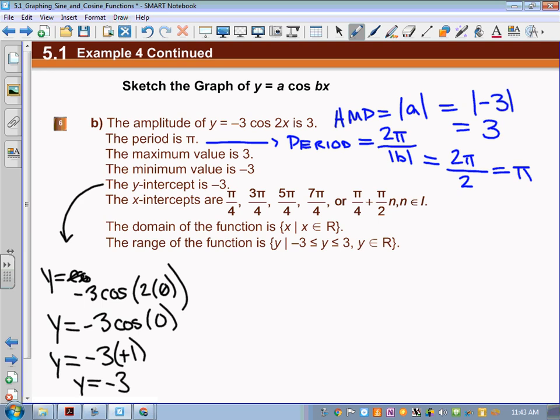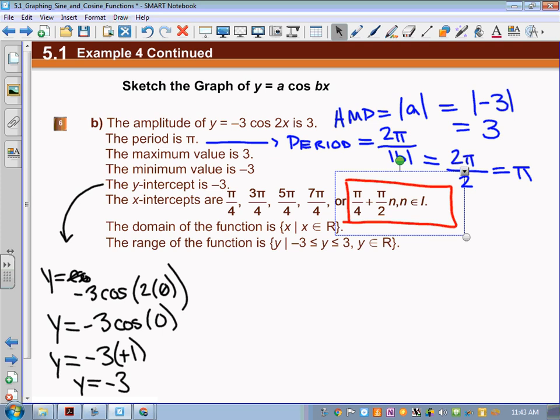Now, the x-intercepts are generated by looking at the graph. They show a nice condensed general formula for them right here. We will work on developing that skill. We've done a little bit about it in chapter 4. We will do more in chapter 5 as well. The domain of this function is all real numbers. There's no invalid inputs into cos.